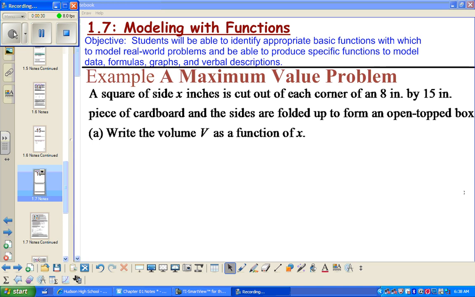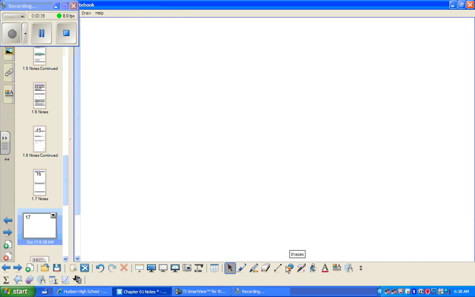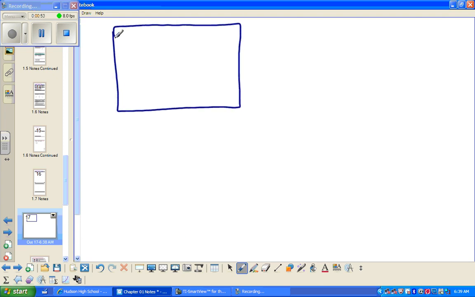The first thing that you would do in this problem is draw a diagram. Your diagram doesn't have to be real elaborate. It says it's an 8 by 15 piece of cardboard, so that just tells you the length you're starting out with is 8, and the other length, the width you're starting out with, is 15, or vice versa. And then all you're doing is cutting out a square from each corner.